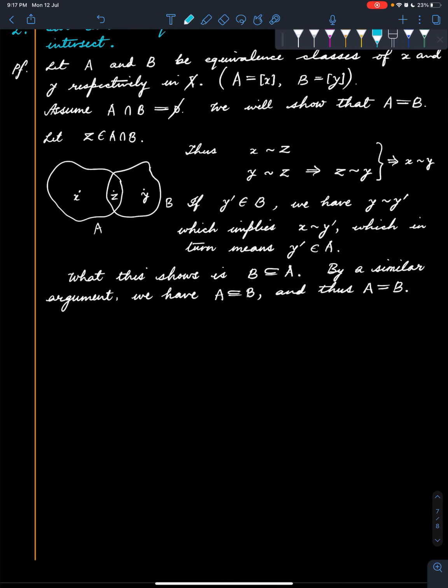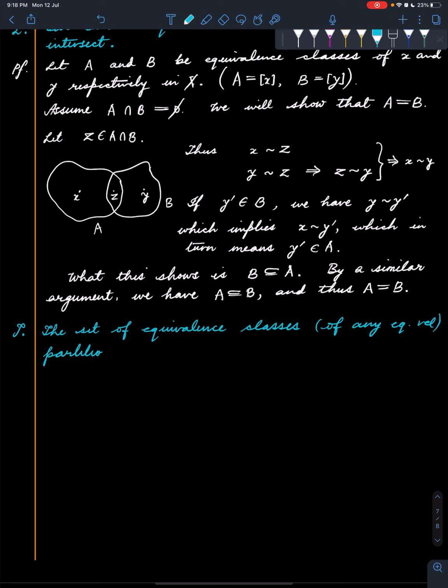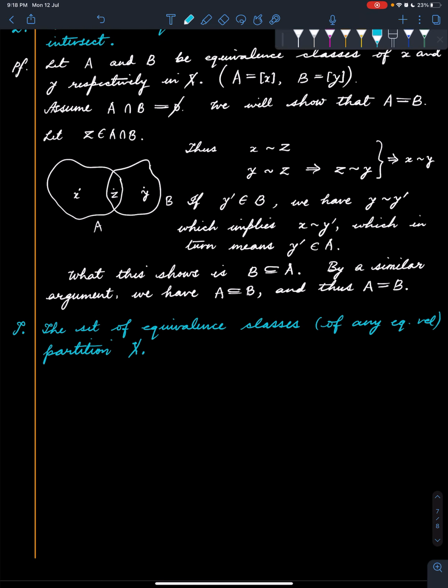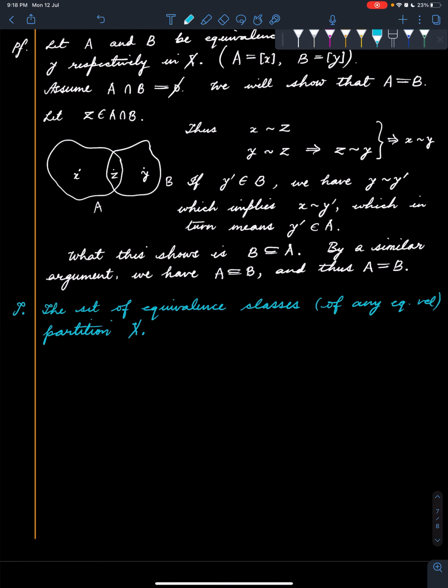And now finally, if you want to call it a theorem, it's a theorem that the set of equivalence classes of any equivalence relation partitions the set X. So if you have an equivalence relation on X, then you collect all the equivalence classes and they will partition the base space X.